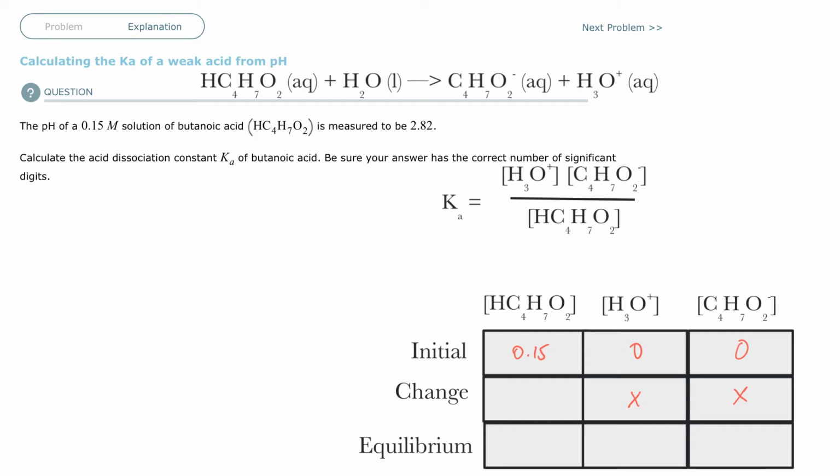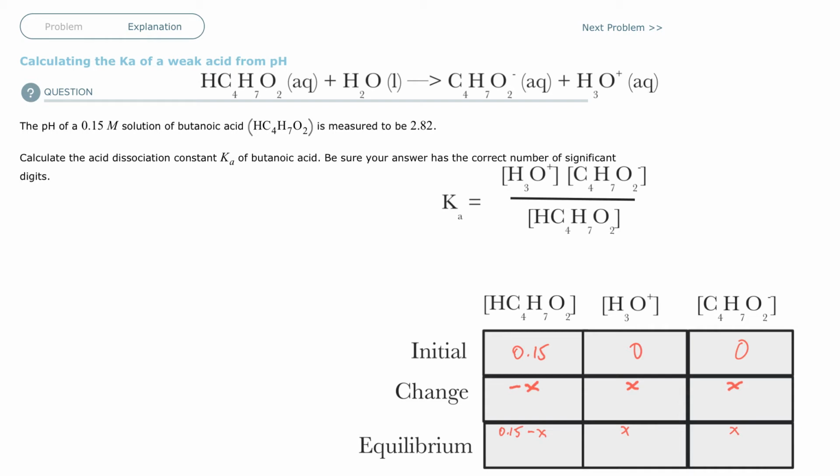And if this on the right is X, and this is a 1-to-1 relationship over here as well, it's going to be 1X, but it's negative. It's on the other side of the arrow. So this is going to be minus X. Right? So this then will be the total. All you're going to do is add this together. You're going to get 0.15 minus X. You'll have X, and you'll have X.